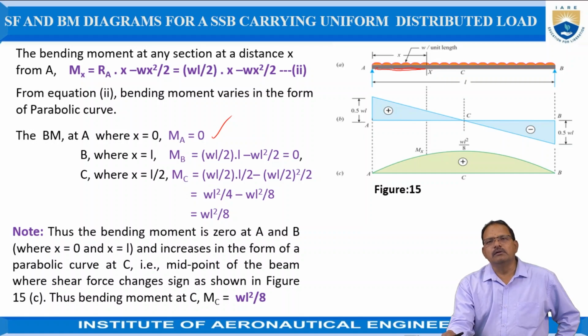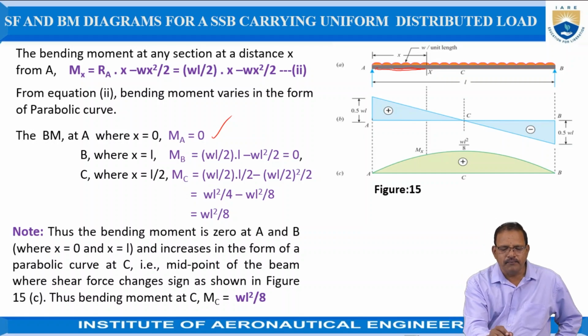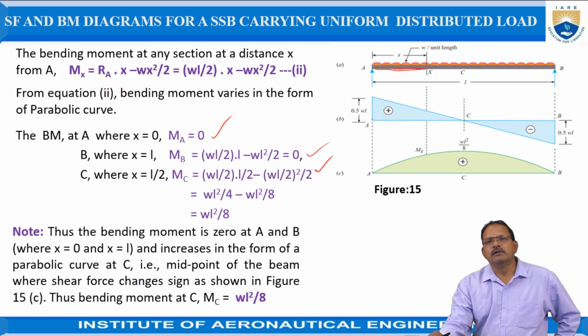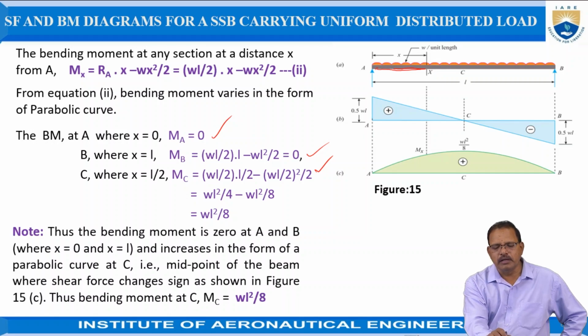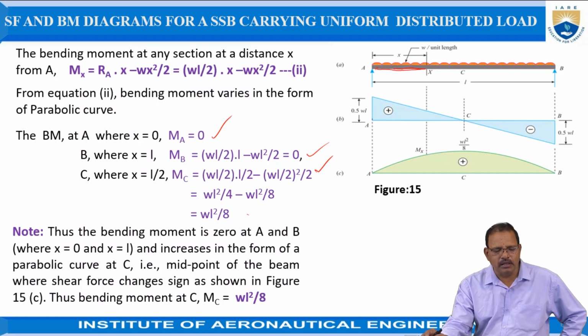Similarly, where x is equal to L, that is the bending moment at B, MB. On substituting x equal to L, we get WL by 2 into L minus W into L square by 2, and on substituting the values we get 0. Similarly, when x is equal to L by 2, that is the center of the beam, MC is equal to WL by 2 into L by 2 minus W into L by 2 whole square divided by 2. From this equation, we get WL square by 8.